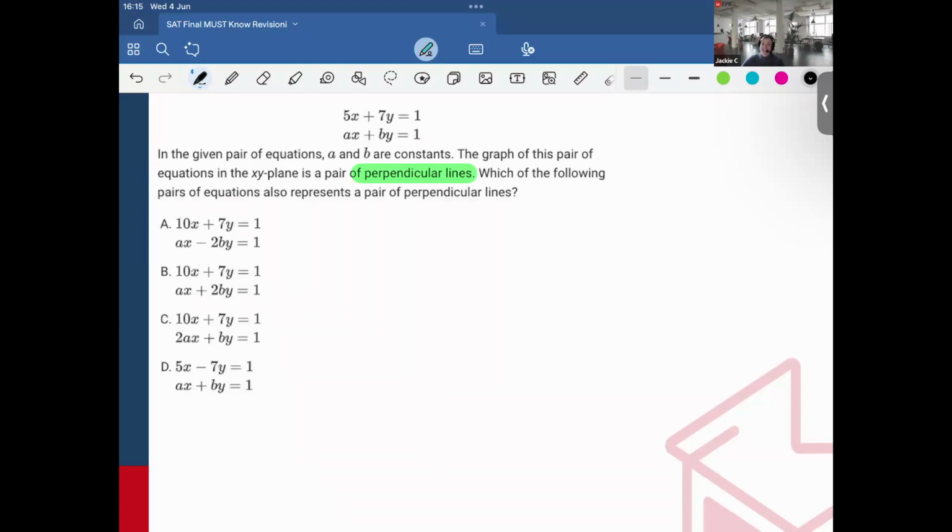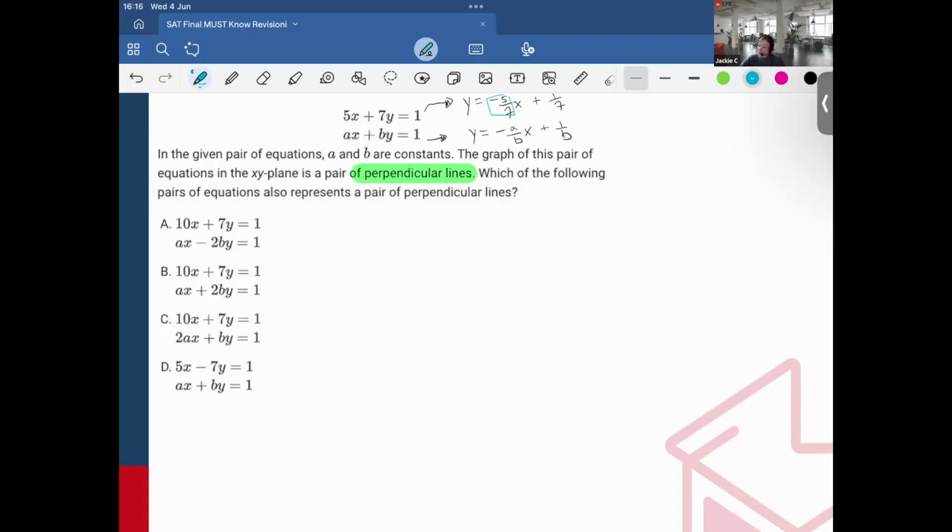So that's amazing. Also, when you have these type of questions, in order to properly see the slope, you definitely want to put them in terms of y. So I'm going to do that. So this would just be y is equal to negative 5/7 x plus 1 over 7. And then this equation, putting everything in terms of y, would be y equals negative a over b x plus 1 over b. Okay, so here I can see that the slope is negative 5/7.